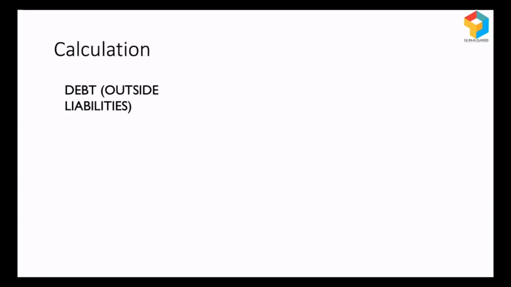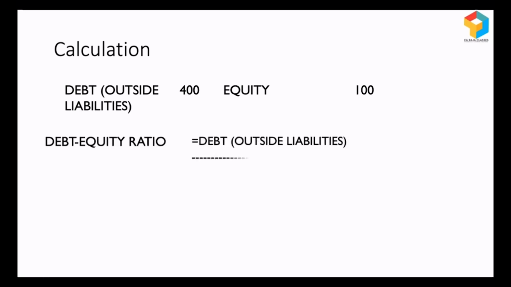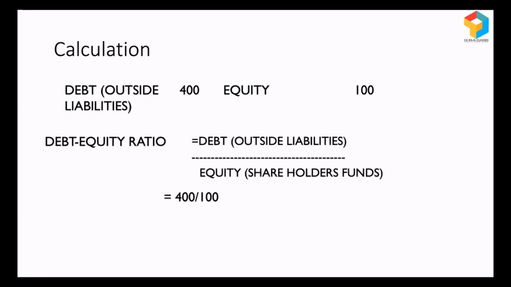Let's do that. Debt is 400 million, equity is 100 million, and the debt equity ratio is debt by equity, 400 by 100, and we get the value as 4. But I'm going to express that as 4:1. I'll take you through 3 scenarios once again here so that we can understand it better.